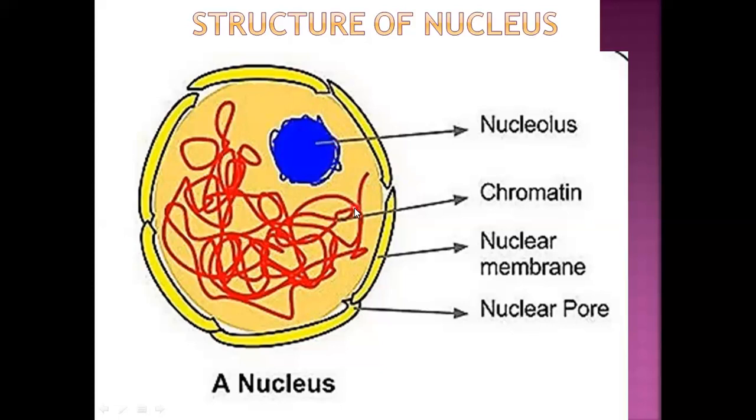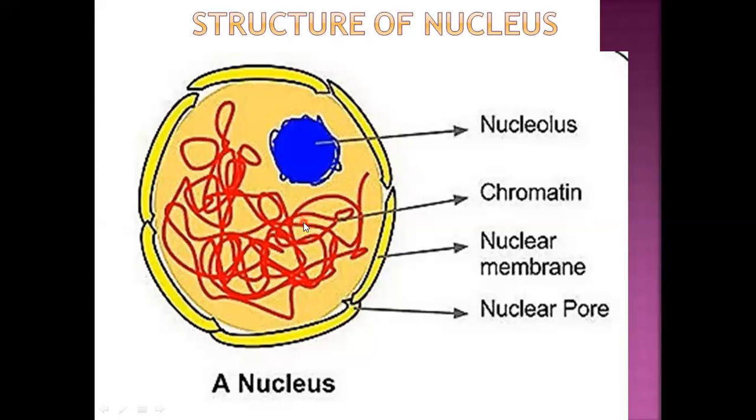And what are the functions of the nucleus? Number one, the nucleus is called the brain of the cell. You know that in our body, our brain controls all our activities. Similarly, all the activities of the cell are controlled by the nucleus. So it is called the brain of the cell or the control center of the cell, because it controls the activities of the cytoplasm and of the whole cell.